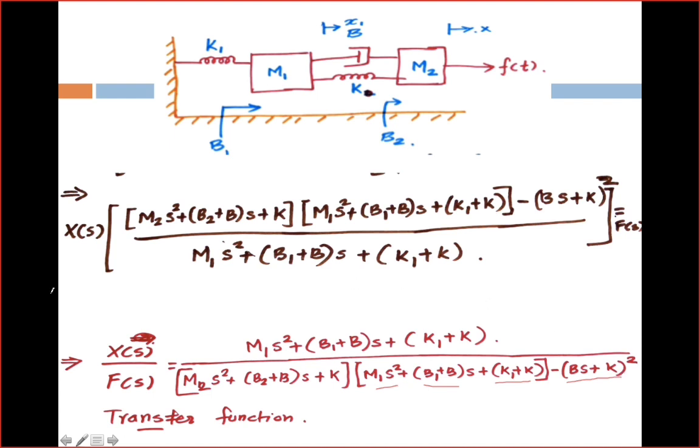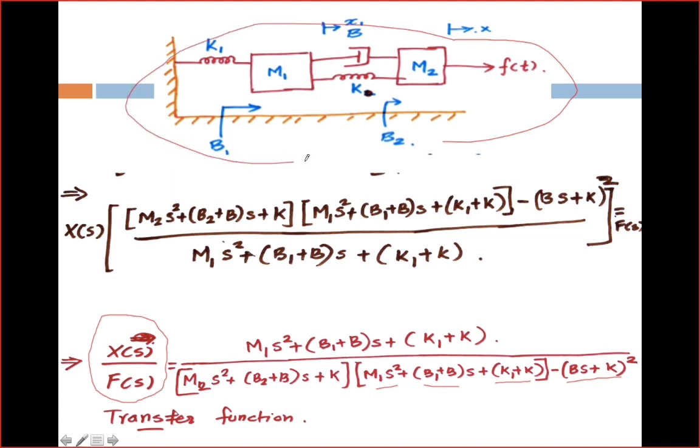This is the transfer function of this particular mechanical device. Once we obtain the transfer function, we can easily find the response of the system by giving a step signal or impulse signal, something like that. So whatever may be the problem given to you, you have to find out the transfer function. So the final result is this last equation, x of s divided by f of s, the final equation.